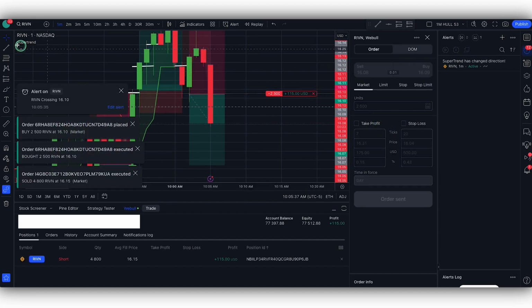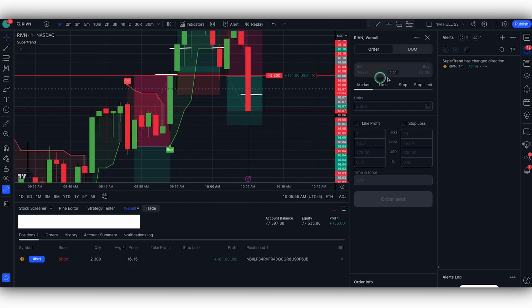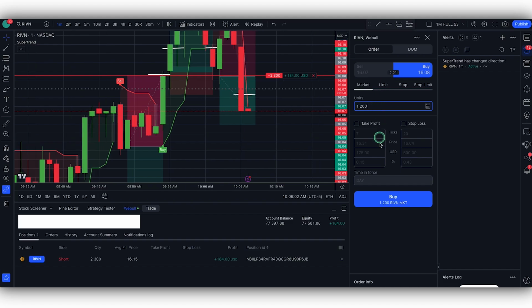Okay, it did go in our direction. So sold the first half, and again, I'm going to get rid of it here if it hits where I bought at. Next profit target would be right here, where I'm going to buy back 1,200 units.